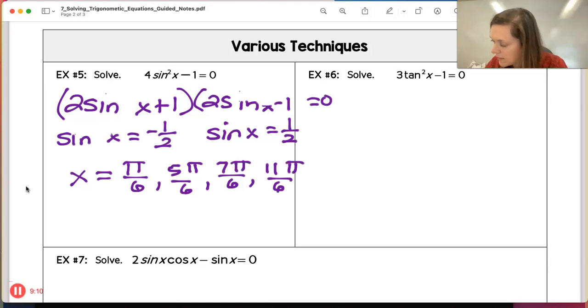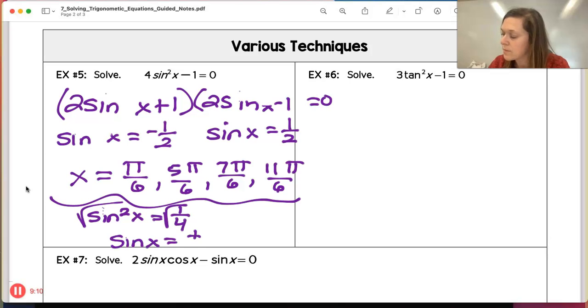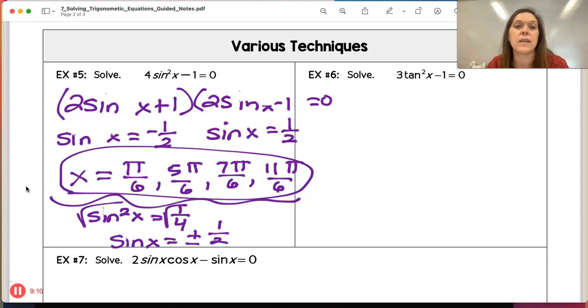If I solve this same equation by square roots, then I would have sine squared x is equal to 1 over 4. If I add my 1, divide my 4, then when I square root both sides, I get sine x is equal to plus or minus, the square root of 1 is 1, the square root of 4 is 2, which would still give me the same x values through one rotation. Okay.